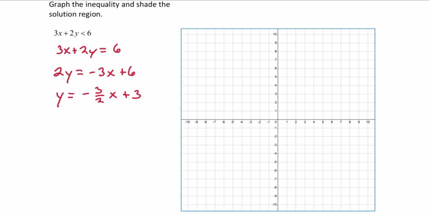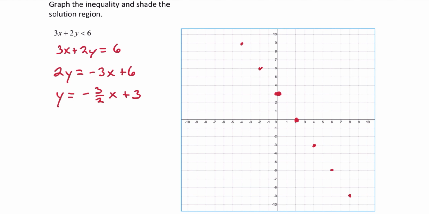The y-intercept on our line is 3. And then we have a slope of negative 3 halves. So we'll go down 3 and right 2. And we can continue that pattern, getting as many points as we need. We could also go up 3 and left 2 if we wanted more points in the opposite direction.